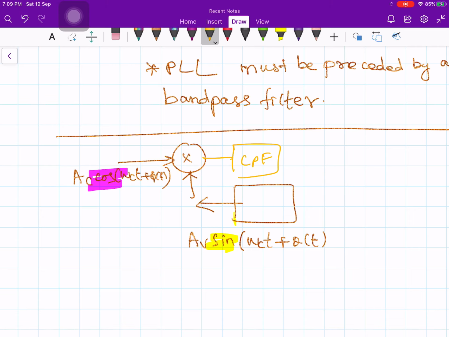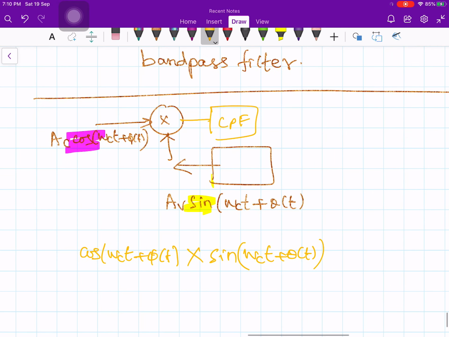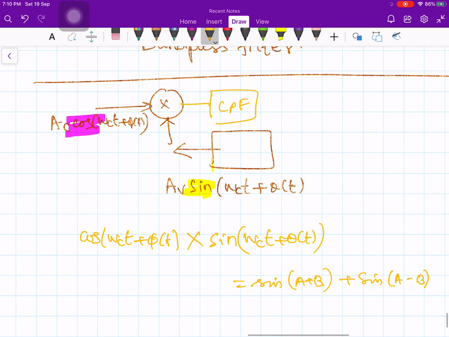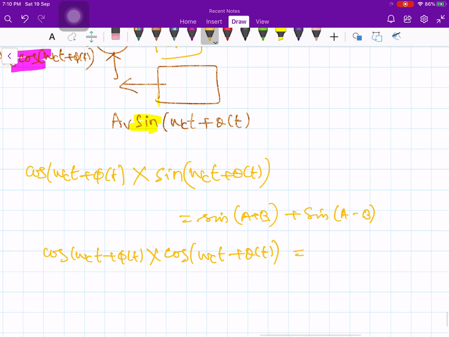So when I multiply cosine with the sine, I will get a difference component which will be sine, right? So cos of omega ct plus phi of t multiplied by sine of omega ct plus theta of t will be equal to what? Cos A sin B is equal to sine of A plus B, that is 2 omega ct plus something, and sine of A minus B. On the other hand, if I multiply cos of omega ct plus phi of t by cos of omega ct plus theta of t, then what will I get? I will get cos of A plus B plus cos of A minus B.